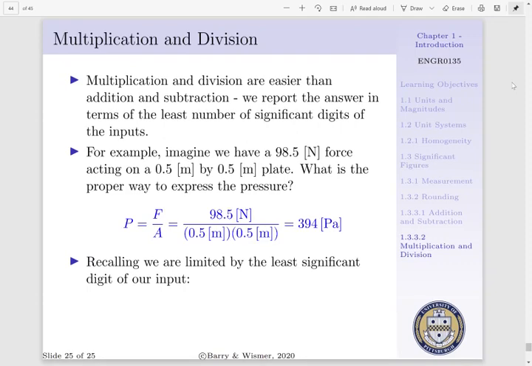For us to do this, we'll recall pressure is force per area. Our force was 98.5 newtons, and our area is 0.5 meters times 0.5 meters. We would conceivably report our answer as 394 Pascal. But recalling our output is limited by the least significant digit of our input, which is 1, as expressed by 0.5 meters, we would express our pressure then as 400 Pascal.